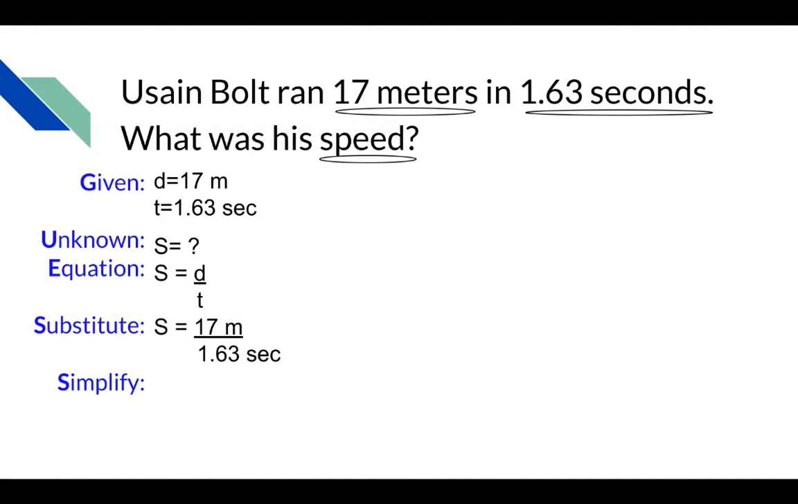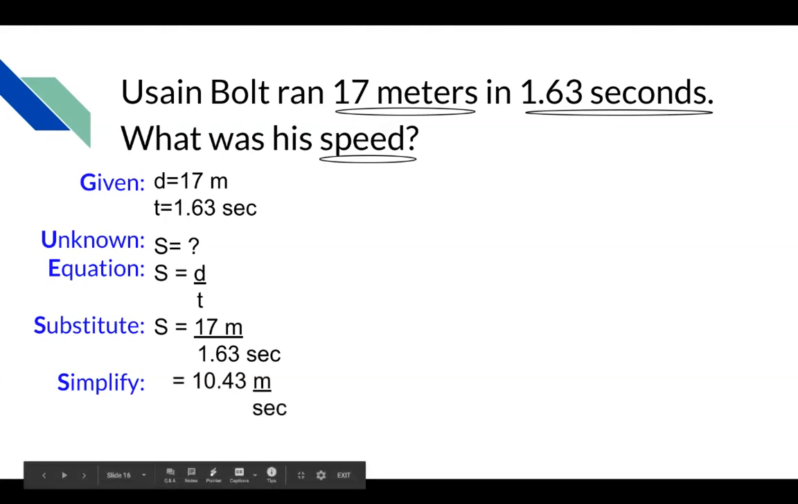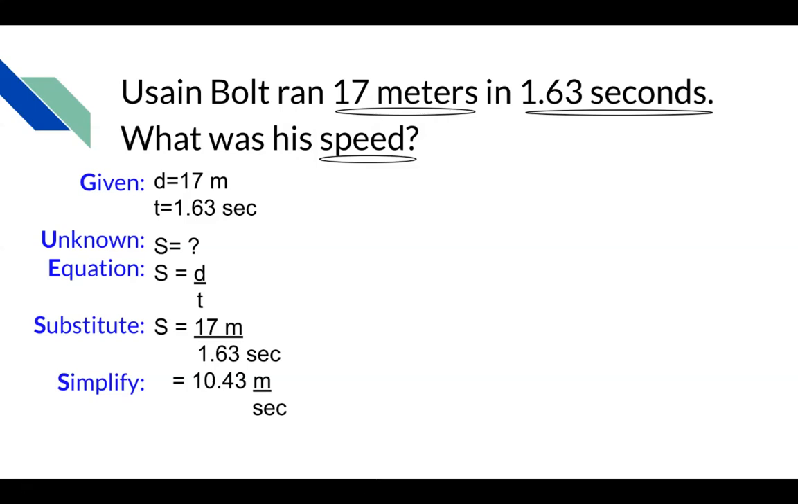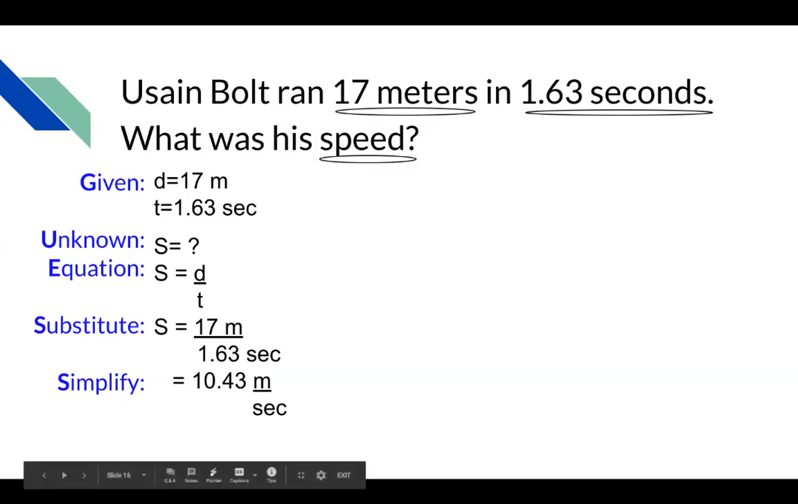Usain Bolt ran 10 point, wait, what was the rest of it? 4.3? 10.43 meters per second. Very good. So 10.43. And in Sanal's defense, I didn't ask for a full answer, right? Just the number. But when we give our full answer, we need to make sure that we use our units as well. They need to be there.